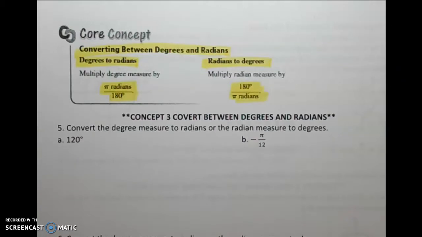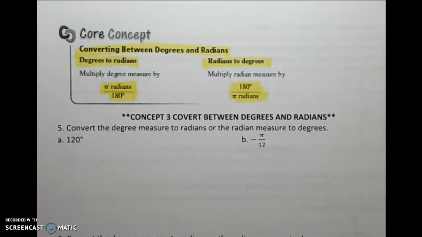All radians will have the pi symbol except for the 0. And then all degrees will have that little degree symbol. You should not have any pi in any degrees measure. Okay. Concept 3, converting between degrees and radians. Convert the degree measure from radians to degrees and degrees to radians.